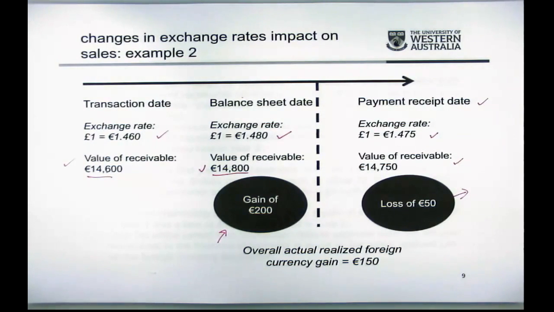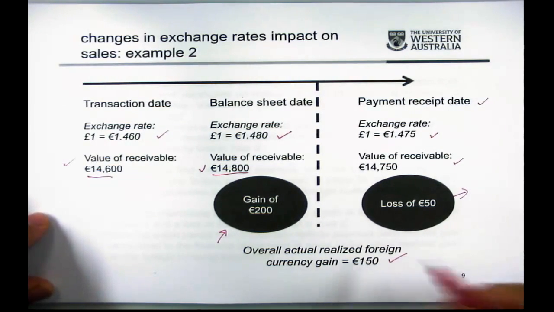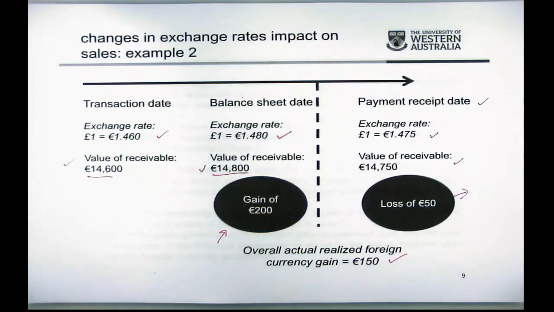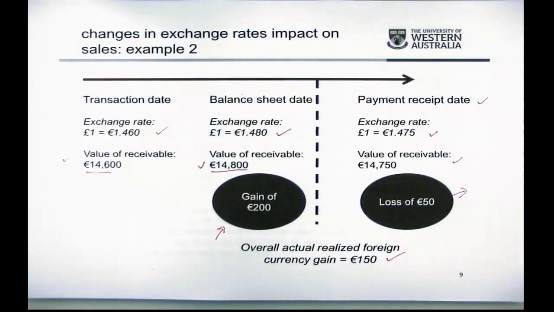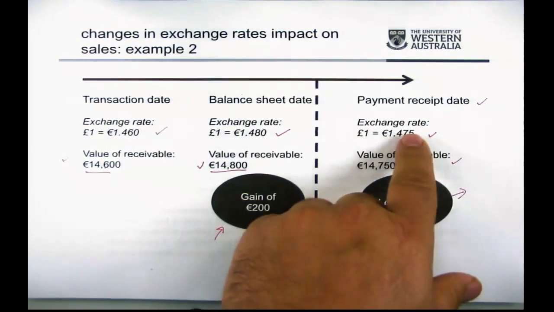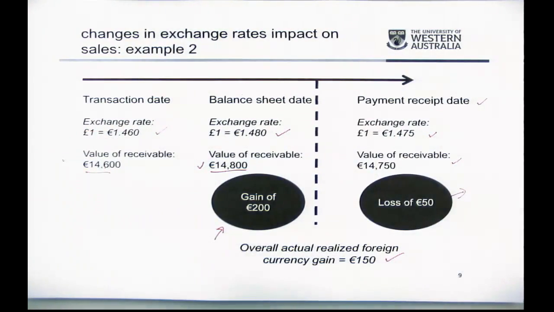The sum gives us a net gain of 150, similar to the original situation. Okay? So combined together, the gain here and the loss here should give us the same answer we would obtain if we take the difference between the exchange rate here and the transaction date. Okay? But accounting for each is different. Okay?